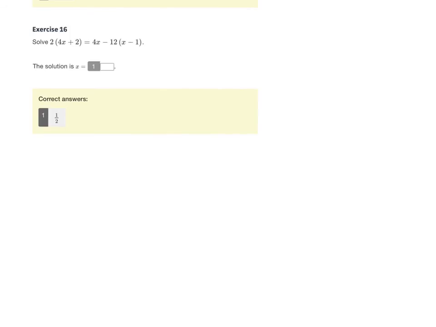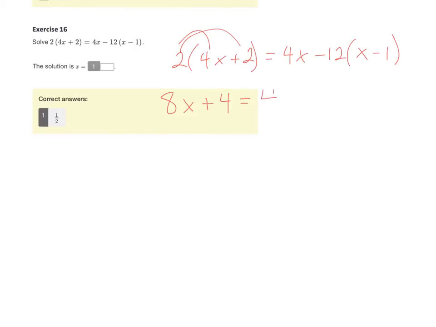Here we are, the last one. 2 parentheses 4x plus 2 equals 4x minus 12 parentheses x minus 1. Distributing 2 times 4x is 8x. 2 times positive 2 is positive 4 equals 4x. Now we got to be really careful here. We're going to distribute the negative 12. Negative 12 times x is negative 12x. Negative 12 times negative 1, positive 12.